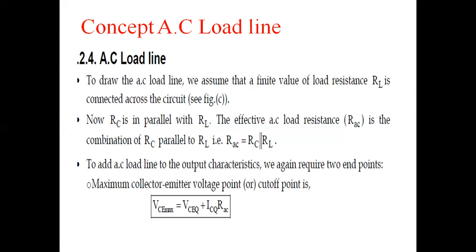To add the AC load line to the output characteristics, we again require 2 endpoints, that is point A and point B. These are located in the saturation and cutoff regions. The maximum collector emitter voltage point, or cutoff point, is given as VCE maximum equals VCEQ plus ICQ into RAC. The DC load line is drawn between the output voltage VC and output current IC.